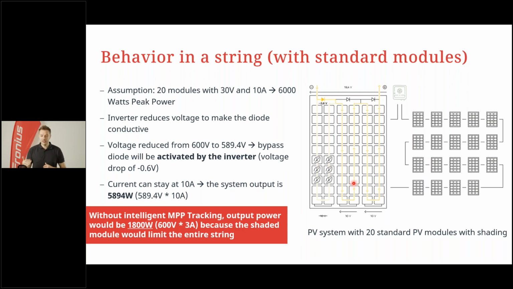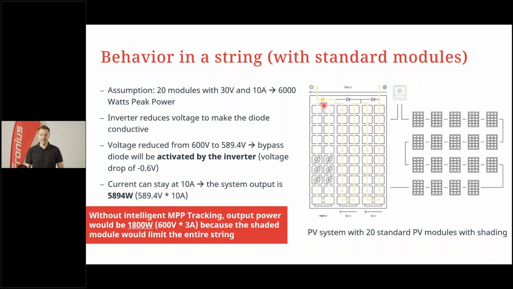Then the inverter sees, of course, that we have some shading. The current is dropping tremendously. We have to do something. Again, the MPP tracking of the inverter is reducing the voltage of the whole string, in this case from 600 volts, so 20 modules at 30 volts and 10 amperes is 6000 watt peak power and 600 volts, and the voltage gets decreased up to the point where this bypass diode has a reverse voltage, gets negative and conductive.